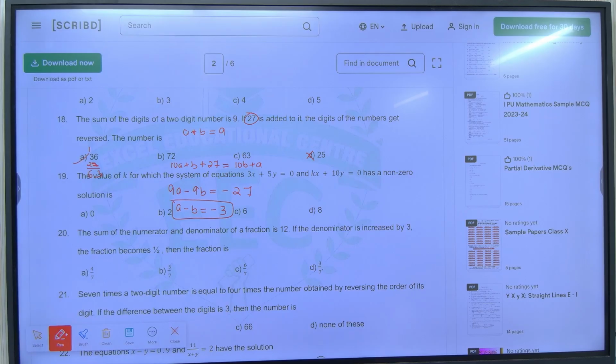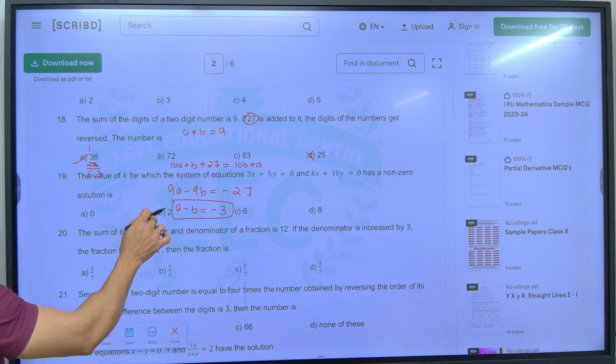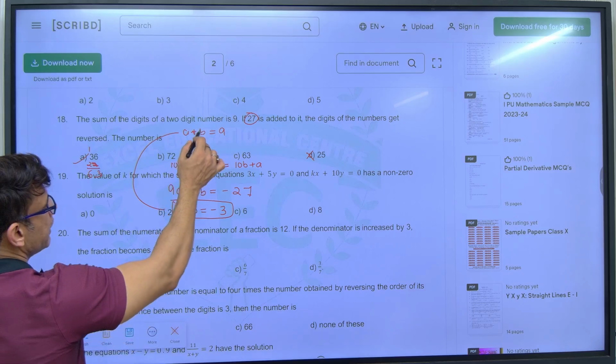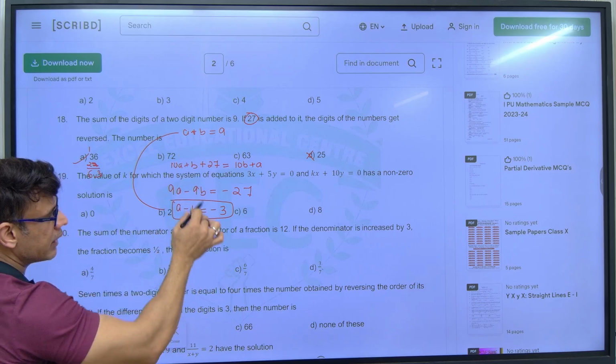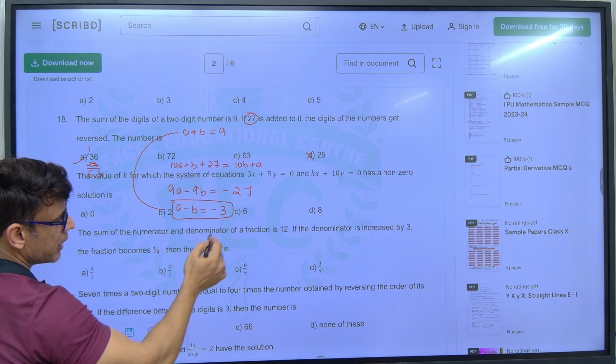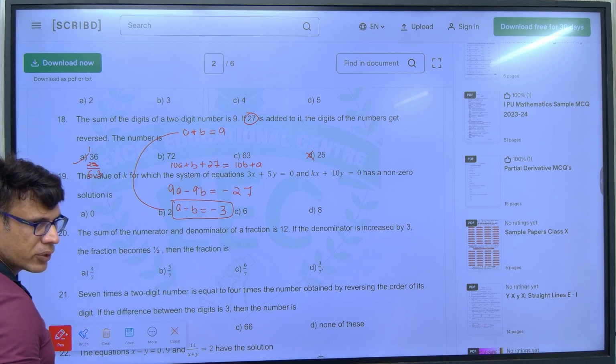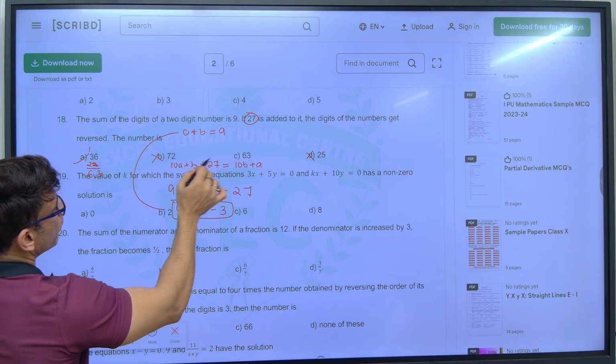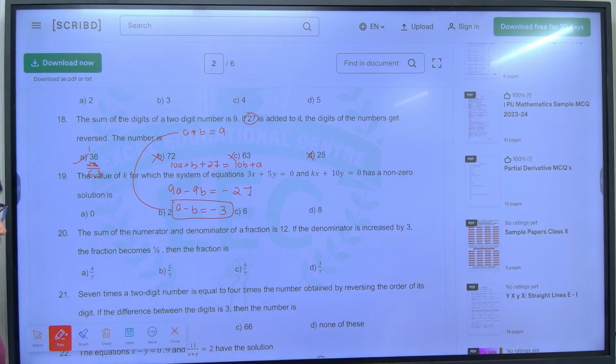Right? And a plus b is what? 9. Again, I can solve both the equations. In this, b and b get cancelled without changing the sign. So a plus a, 2a, 9 minus 3 is 6. A will be equal to 3. That means your first digit has to be 3. Gone. It's also 3. Right?